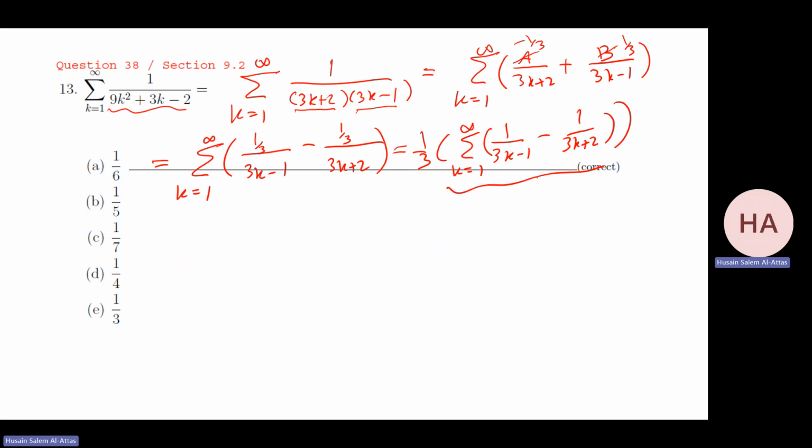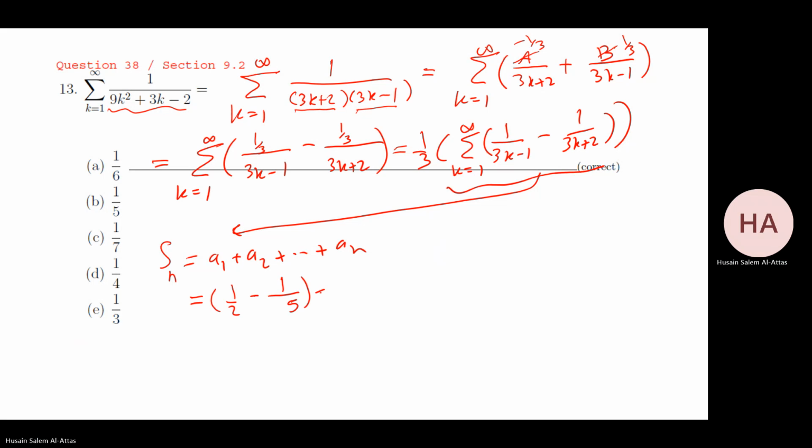Okay, so for this one, I have SN, the partial sum. I'm starting from 1, so no need to be bothered. SN is A1 plus A2. So A1 will be 1 over 2 minus 1 over 5, since it is 1 over 3 times 1 over 2 minus 1 over what?